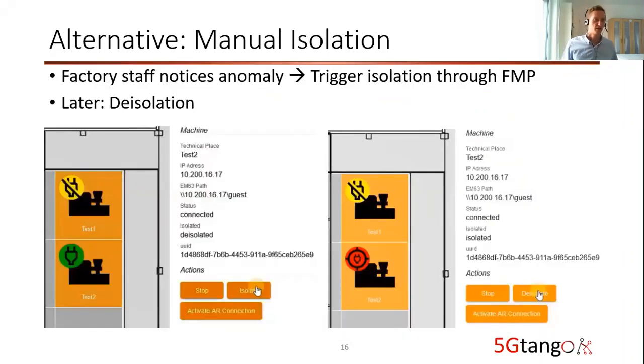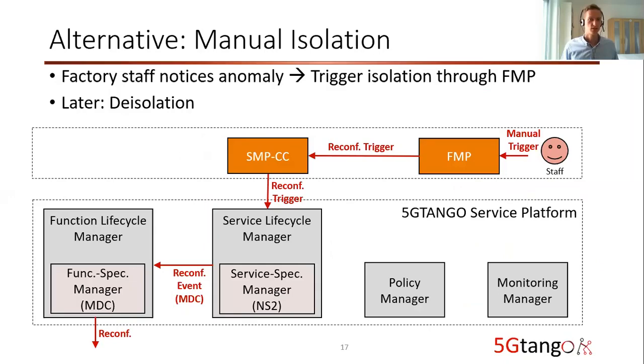Just briefly, an alternative to this automatic reconfiguration is manual isolation and de-isolation. So if someone at the factory notices an anomaly, it's also possible to trigger this isolation through the factory management portal just by clicking a button. And once the problem is resolved, to de-isolate the machine by clicking the de-isolate button. We implemented this on top of our whole reconfiguration loop just by using a command and control server that forwards this reconfiguration to the service-specific lifecycle manager. From there, the same loop is executed as before.